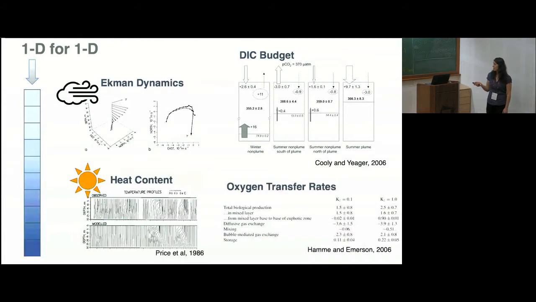And the same can be done for oxygen. If you want to know how much oxygen is getting inputted into the mixed layer, that's going to be dependent on how big H is, and so you're going to want to have a sensible number for how H is evolving.